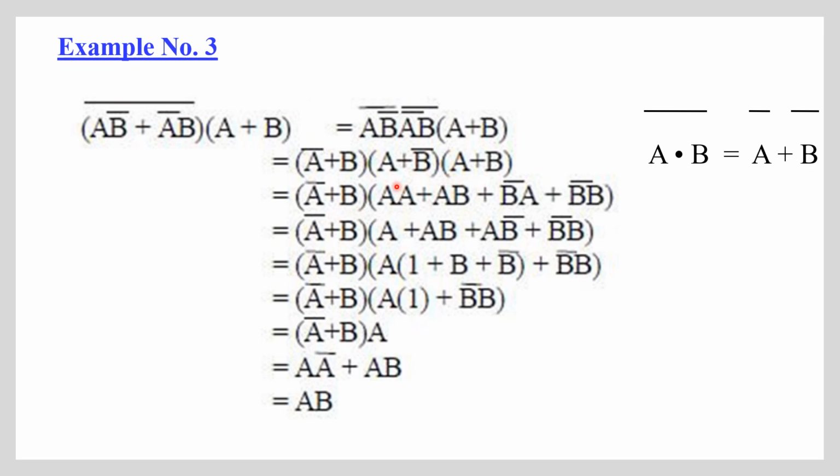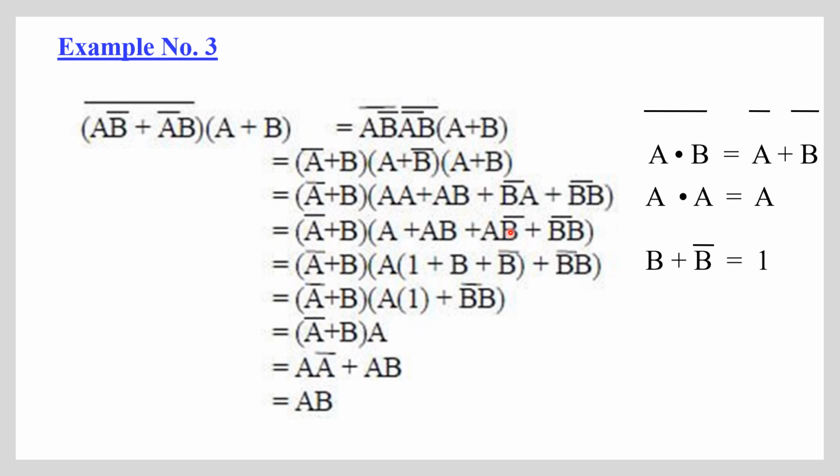Now we will do the multiplication. So a bar plus b, so a multiplied with this bracket and b bar is multiplied with this bracket. So a into a, a into b bar, and b bar into a, and b bar into b. Now a into a is a, you know that, and b into b bar is 0. A into a and b bar into b bar is 0. So a bar plus b, a plus ab, plus associative law, it doesn't make a difference if written in reverse.